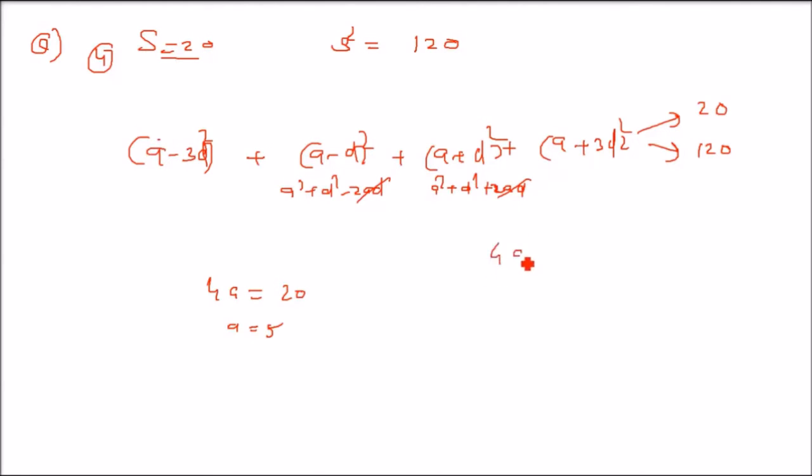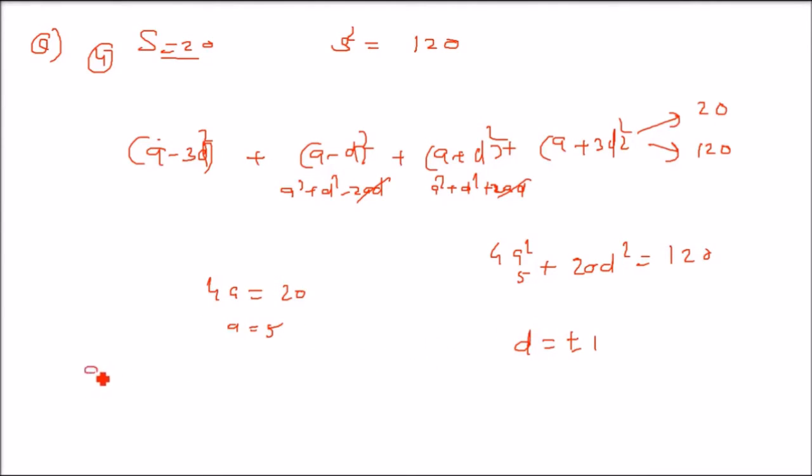So you get 4a square, and in d terms you will get 20d square. 4a square plus 20d square is going to be 120. A you already have as 5. Put a as 5, d will be plus minus 1. Now you don't have to stop here. Now you have to find these 4 numbers.